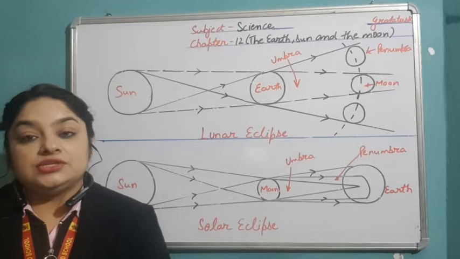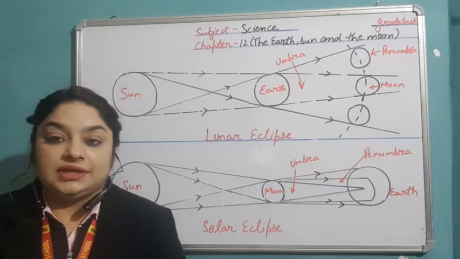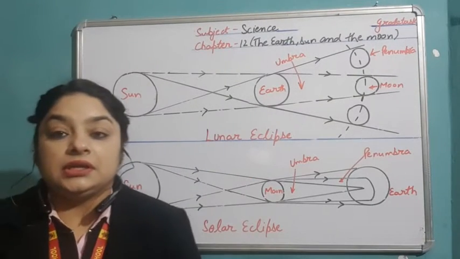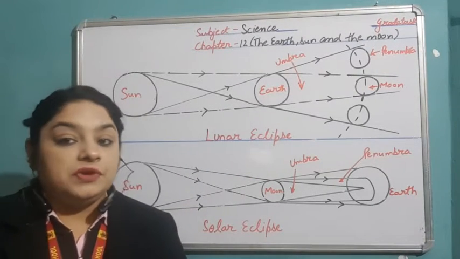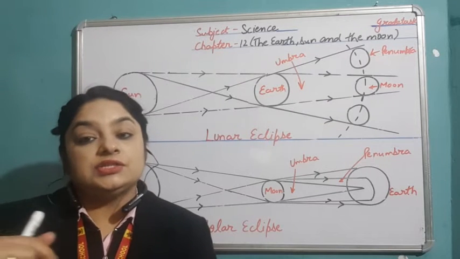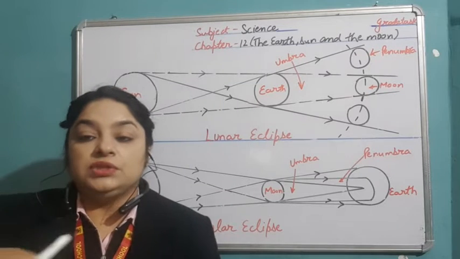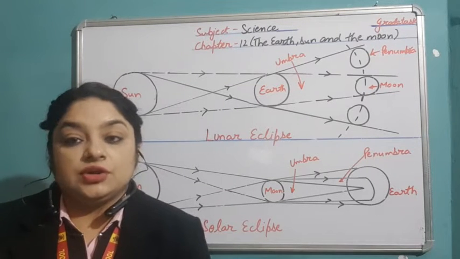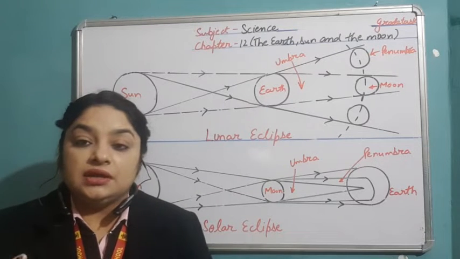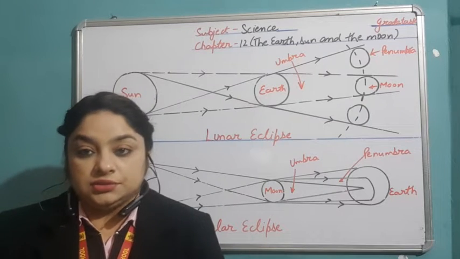So in today's lecture, I will teach you about eclipse and artificial satellites. Now first of all, what is eclipse? Before we start with eclipse, you all know in my previous lecture I have already taught you that Earth is revolving on its own axis and along with it, it is moving around the sun in its fixed orbit. That is known as revolution. So Earth is revolving around the sun. Along with that, moon is revolving around the Earth.